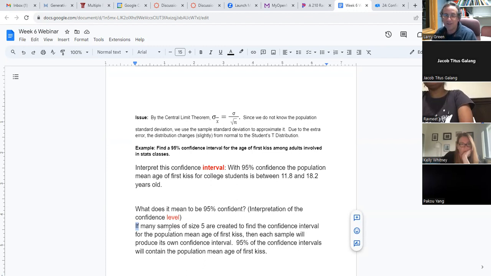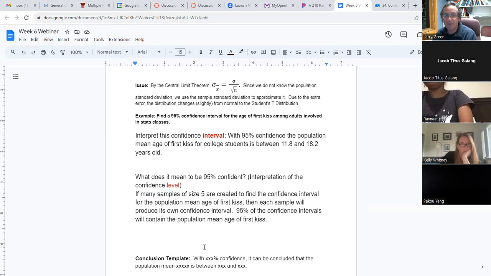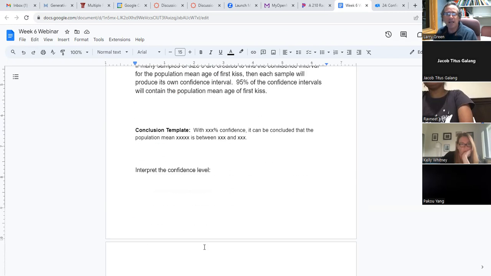Okay? And in fact, always if many samples of size. Any questions at all on this big thing? No questions? Okay, if not, we can move on. And by the way, just if it helps, I wrote a template.